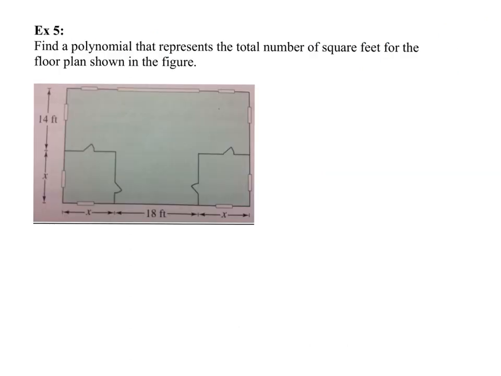All right, find a polynomial that represents the total number of square feet for the floor plan shown in the figure. Okay, so we've got to figure out the area of this space. Now, what is this length? All right, a very common mistake students make is they write 18x squared, or something like that.